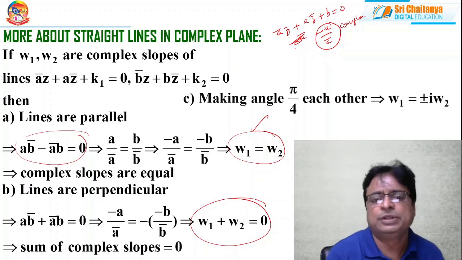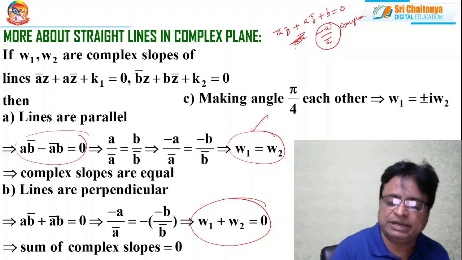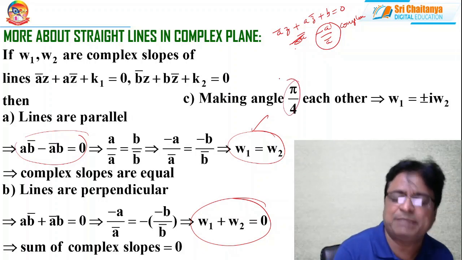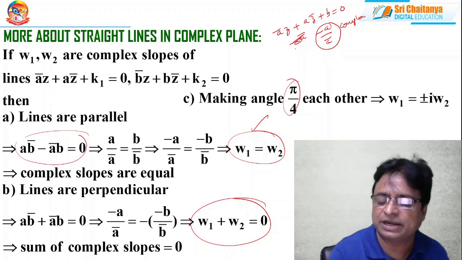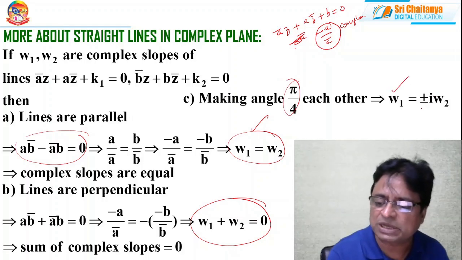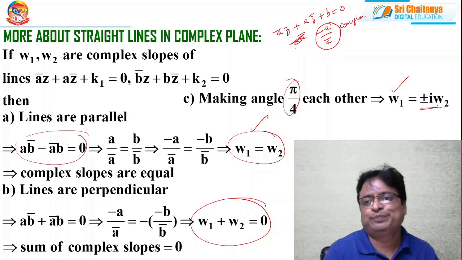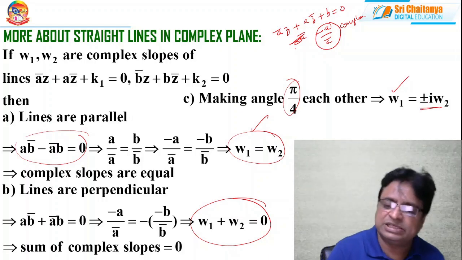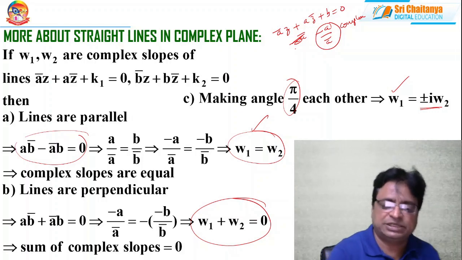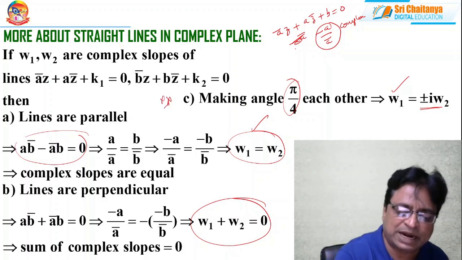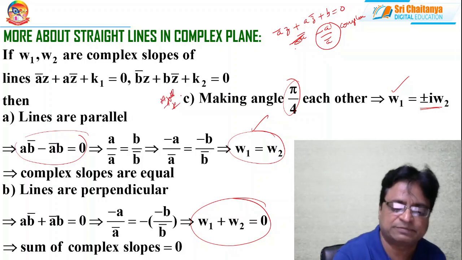Now coming to the most important point. If the angle between the lines is pi by 4, that means the argument is pi by 4, then the slope of one line is equal to plus or minus i w. Okay, this is the relation. This is the most important point to practice. You need to practice this.